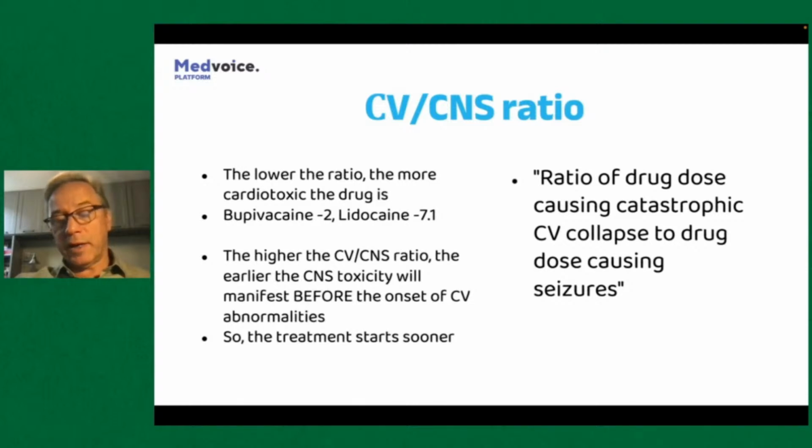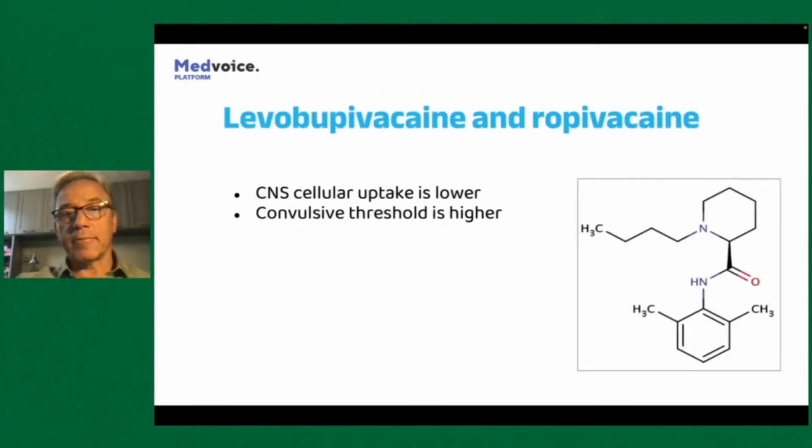So again, comparing our best friends lidocaine and bupivacaine, bupivacaine has a lower CV-CNS ratio, hence the manifestation of the CNS symptoms will happen slower compared to lidocaine.